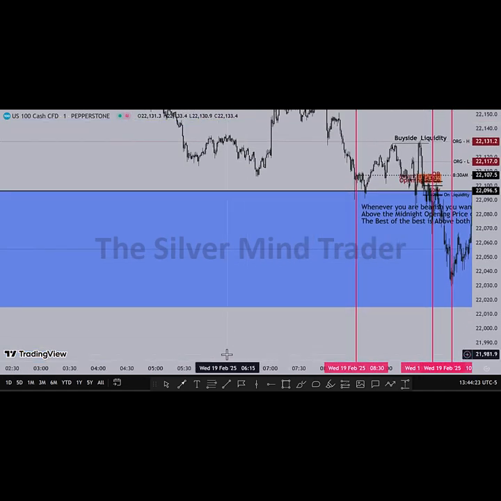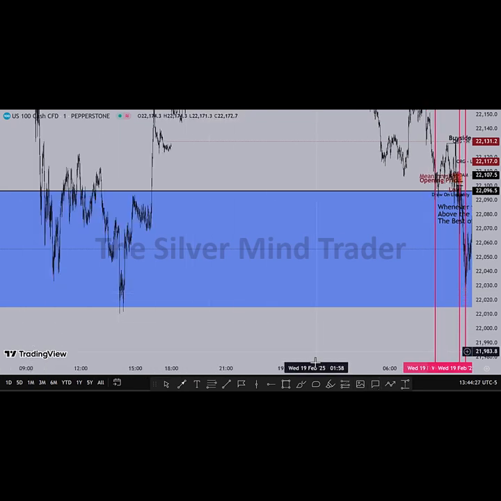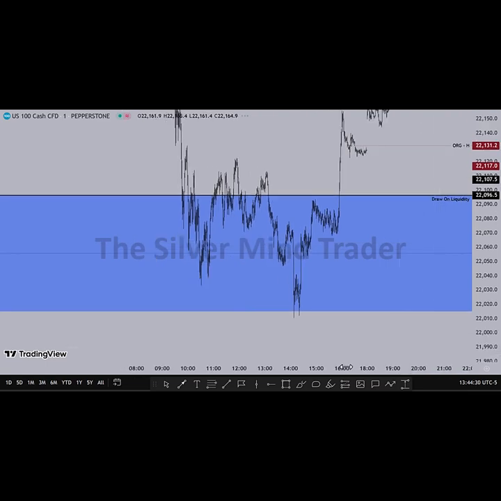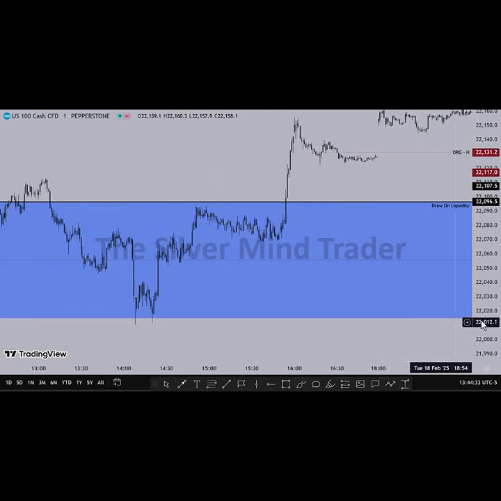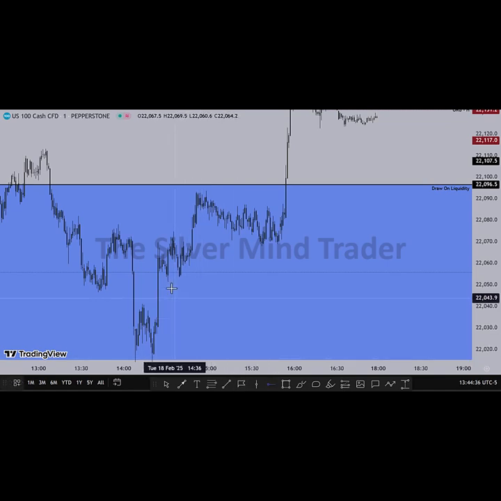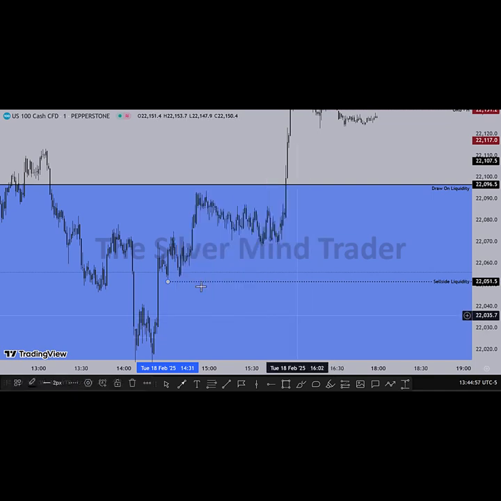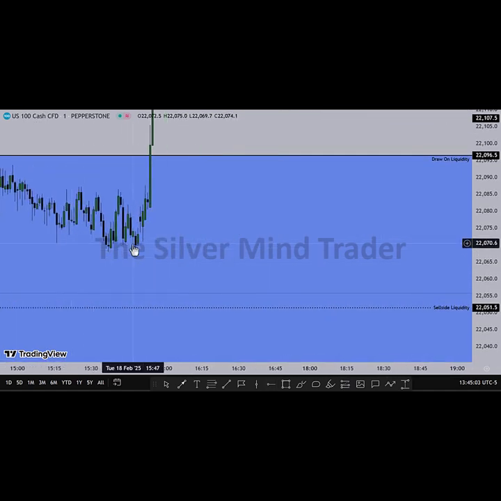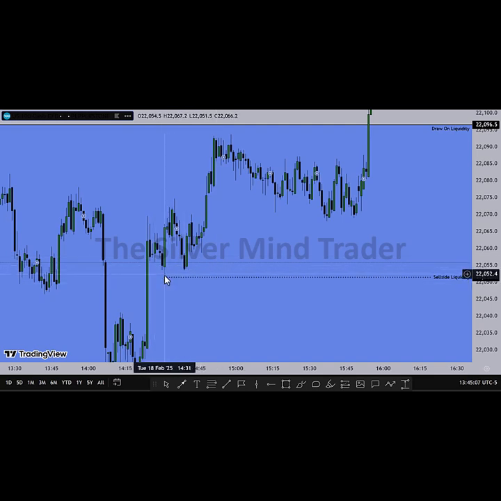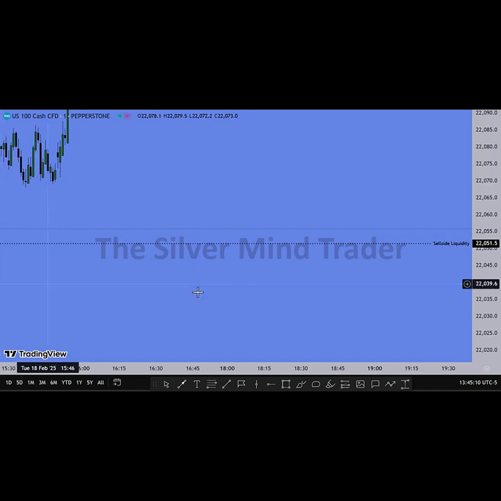And if you look further behind, you would see that we had more draw on liquidity here, or more sell side liquidity. Notice how that low is.